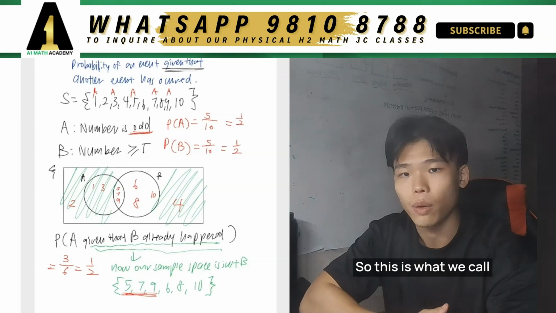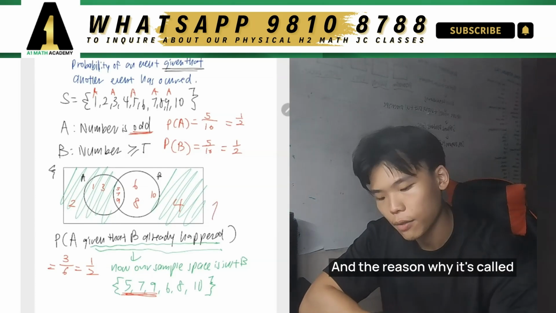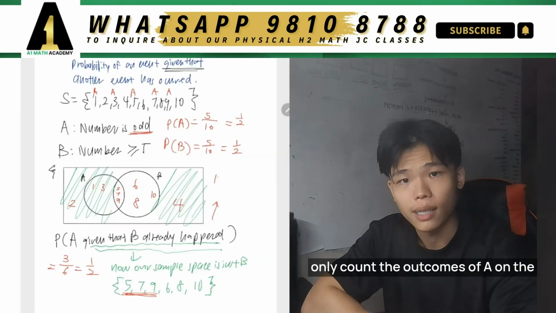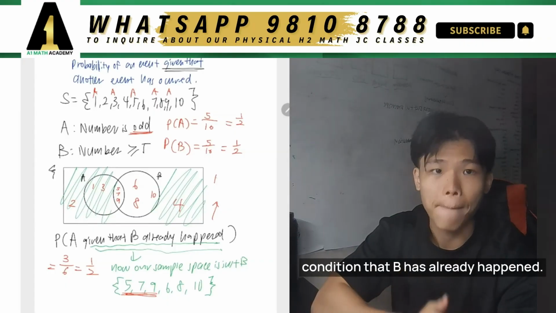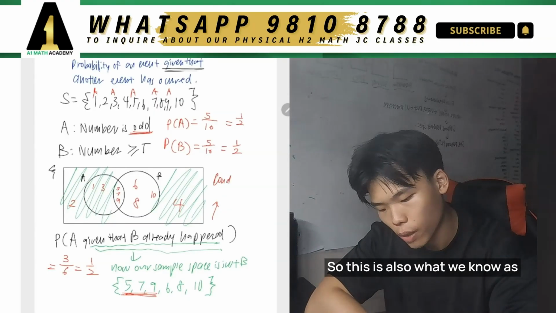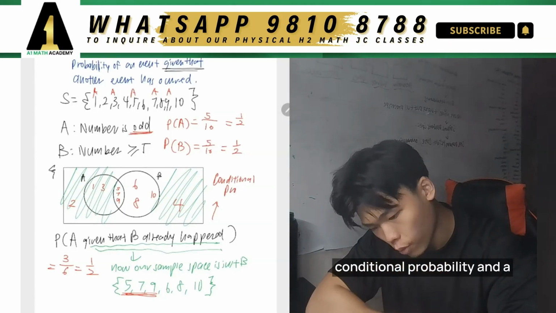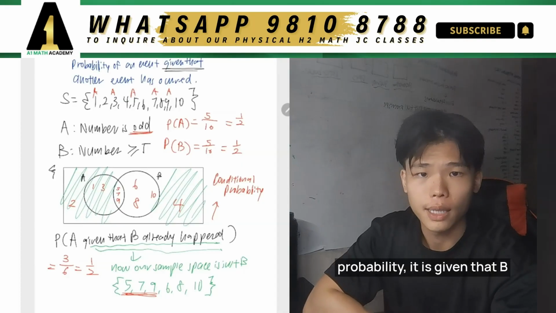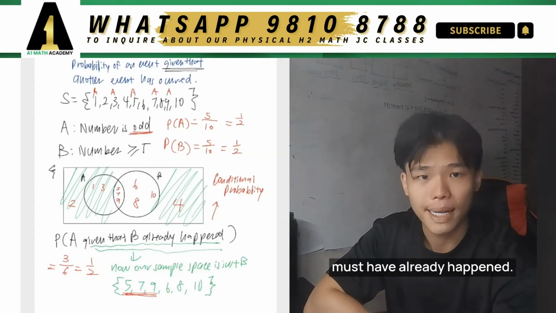So this is what we call conditional probability. The reason why it's called conditional probability is because we only count the outcomes of A on the condition that B has already happened. So this is what we know as conditional probability. And a very simple way to think about this is that in order to compute the probability, it is given that B must have already happened.